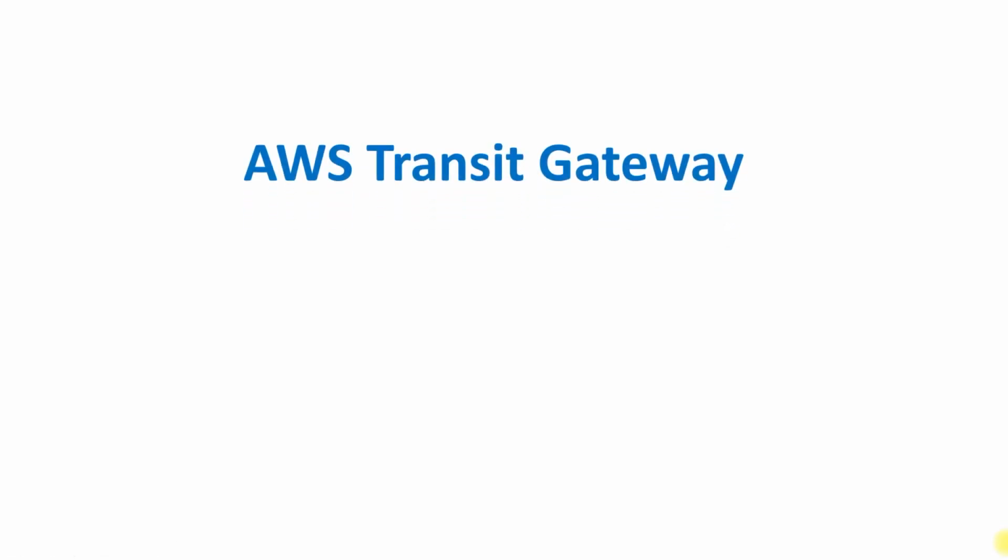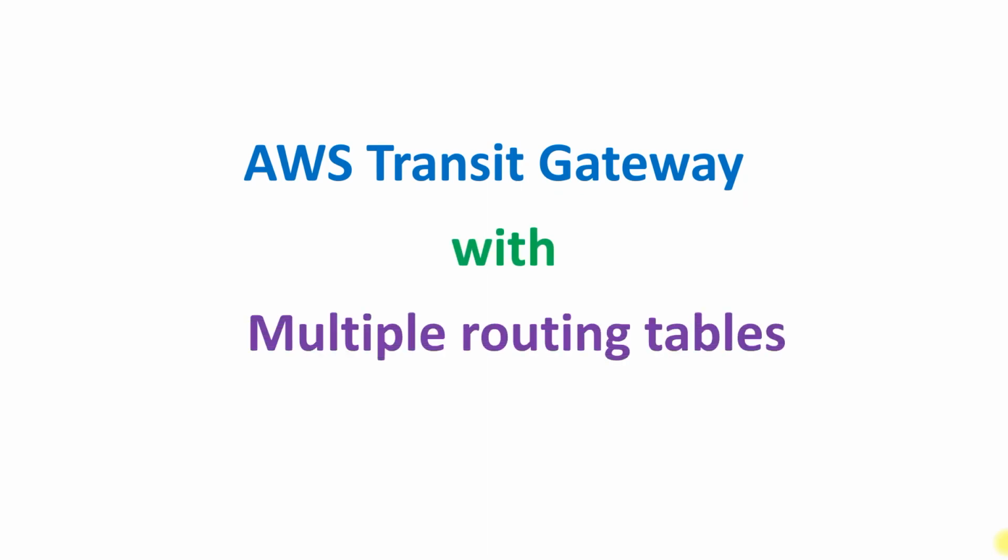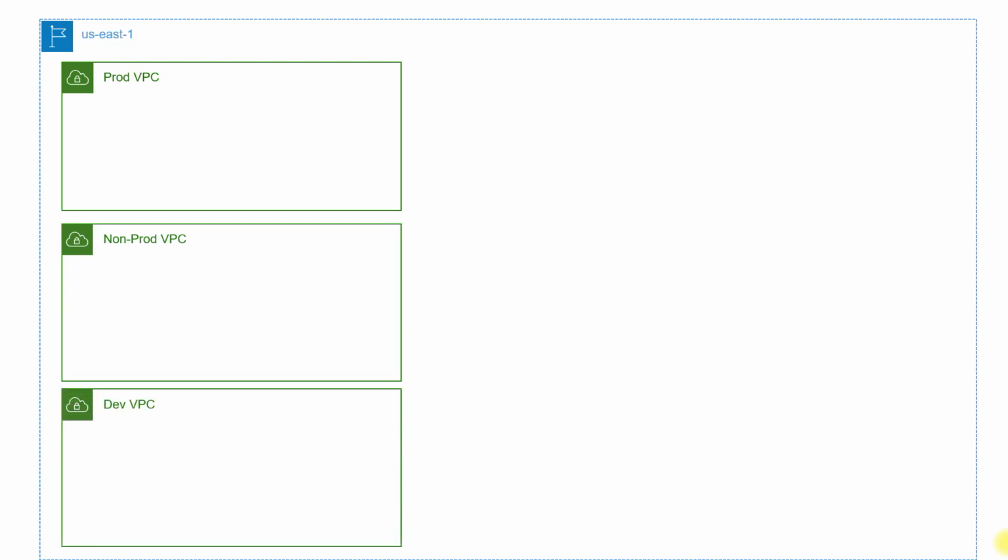Hello friends, in today's lab we are going to see how to configure AWS Transit Gateway with multiple routing tables. For this lab we are going to choose the US East 1 region. In the US East 1 region we are going to configure 3 VPCs: prod VPC, non-prod VPC and dev VPC.